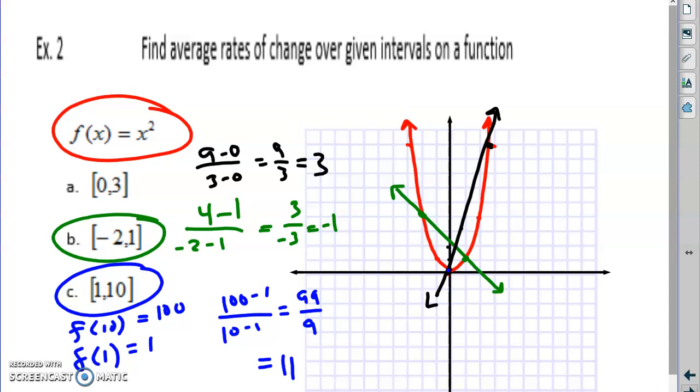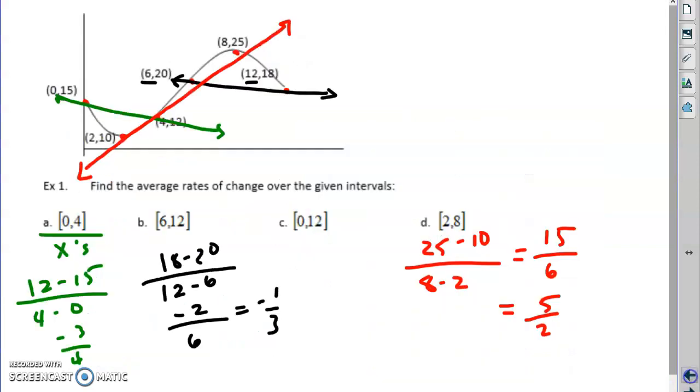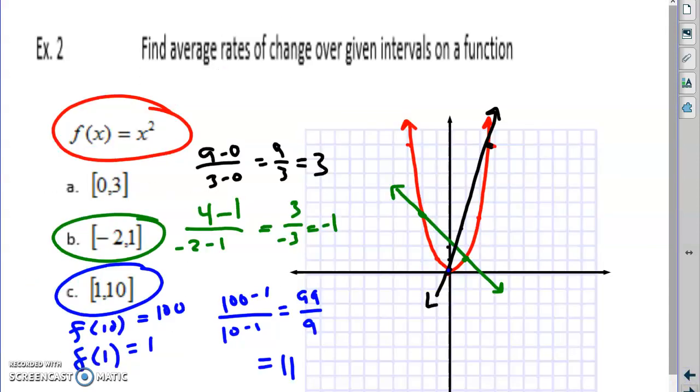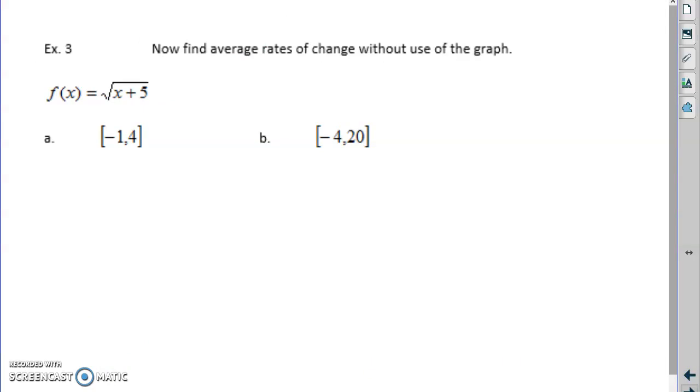So that's slope of secants. We did it graphically and numerically for the blue one. Now let's do it just numerically. Now in my mind's eye, I could picture what that graph looks like, a radical graph with a left shift of 5, so it's going to look like that. There's nothing wrong with finding a numerical idea and backing it up with a visual.